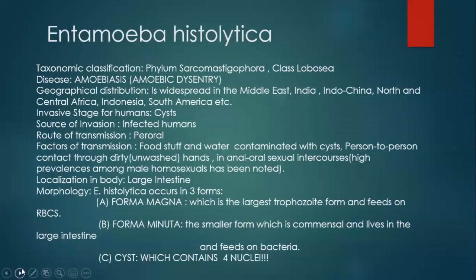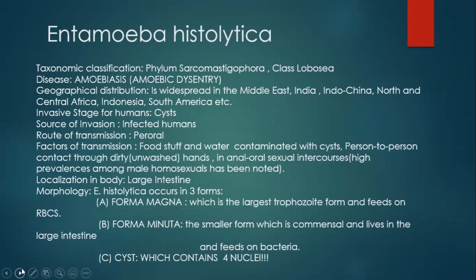Let's just get a ground rule on each member. Entamoeba histolytica causes amoebic dysentery. Of course, it's under class Lobosea, phylum Sarcomastigophora. It is found in the Middle East, India, Indochina, North and Central Africa, Indonesia, call any country you want to call. The invasive stage of E. histolytica for a human being is the cyst. It's not the trophozoite. So for the organism to be able to invade, it has to be in the cyst form.